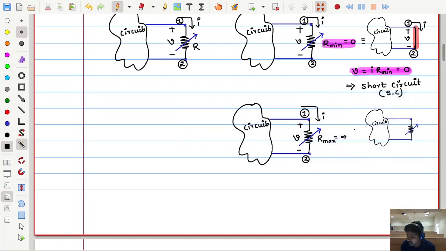So now we can make this equivalent in this way. It is equivalent to saying that a very high resistance is there. What does high resistance represent? Simply open, meaning nothing is there.